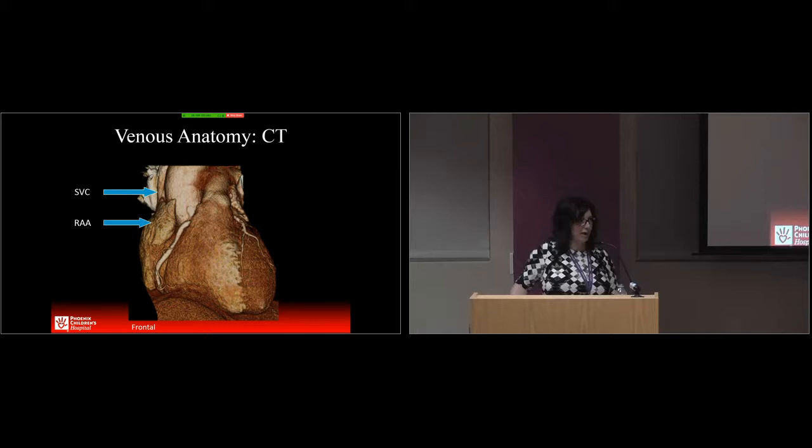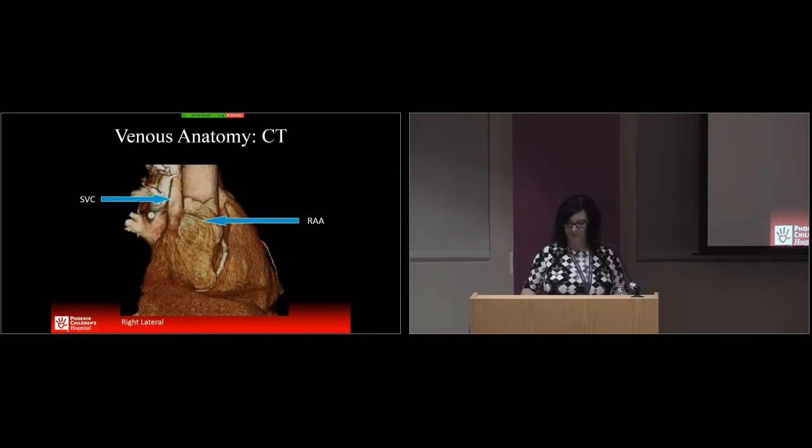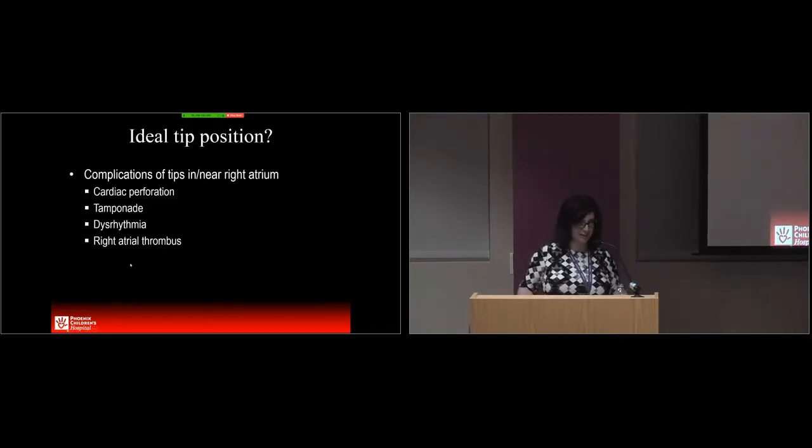Here's a 3D rendering of the cardiac anatomy and great vessels. And from the frontal view, this is the right atrial appendage, and this extends above the junction of the superior vena cava and the right atrium. And from a right lateral projection, this is the superior vena cava. Here's the right atrial appendage. So this anatomy comes into play for catheter tip position and complications.